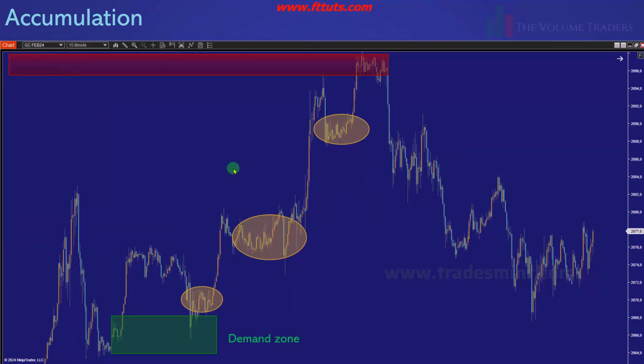Accumulation is for me when the institution removes the floating supply, so the bearish move of the asset, by buying. And it generally takes place within a well-defined consolidation with a lot of indecision candles. I hope you all know what an indecision candle is. So then we have the accumulation. The first range could be inside the demand zone or right above the demand zone.